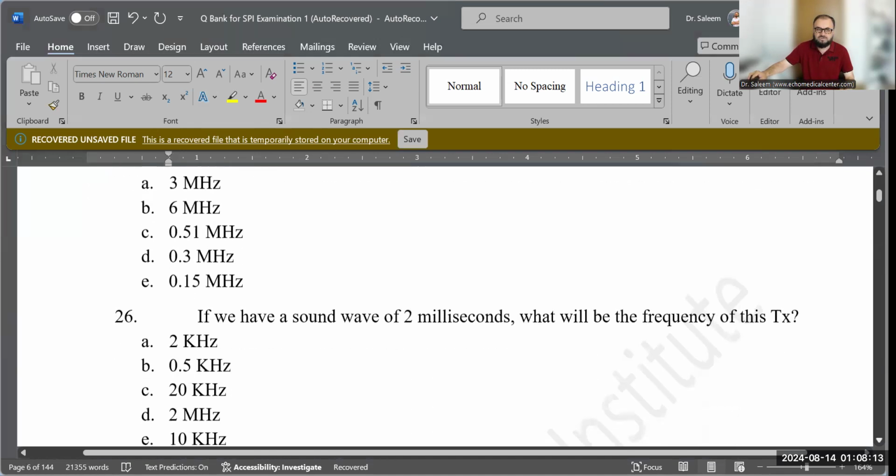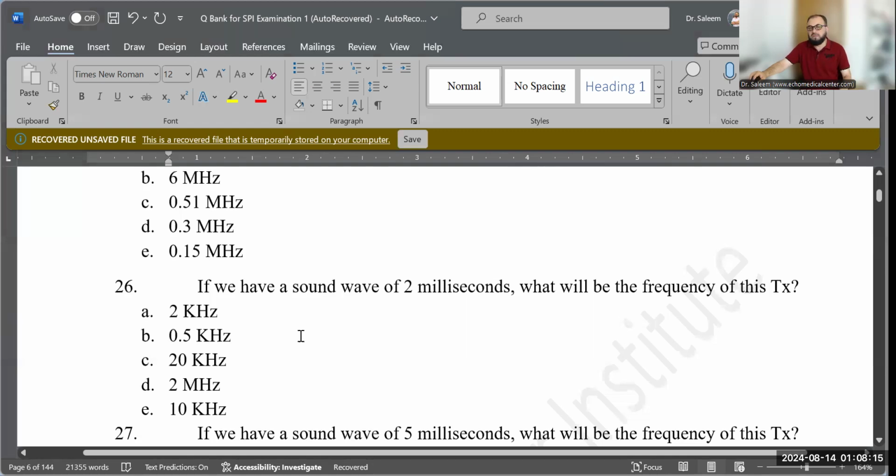Okay, let's take the next question. It's a really tricky question. It says, if we have a sound wave of 2 milliseconds, what will be the frequency of this transducer? So what do you think? I will give you the options: 2 kilohertz, 0.5 kilohertz, 20 kilohertz, 2 megahertz, or 10 kilohertz. What do you think?